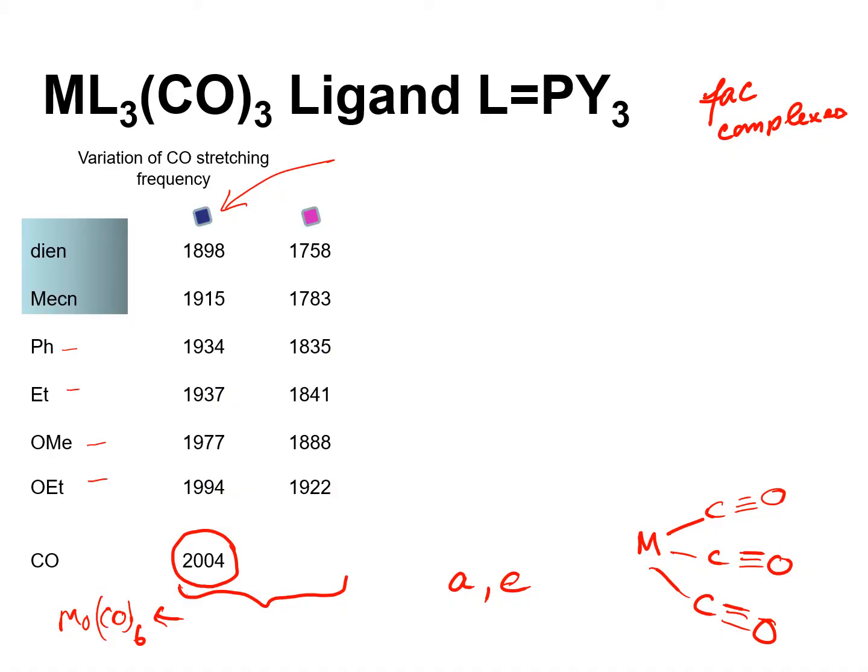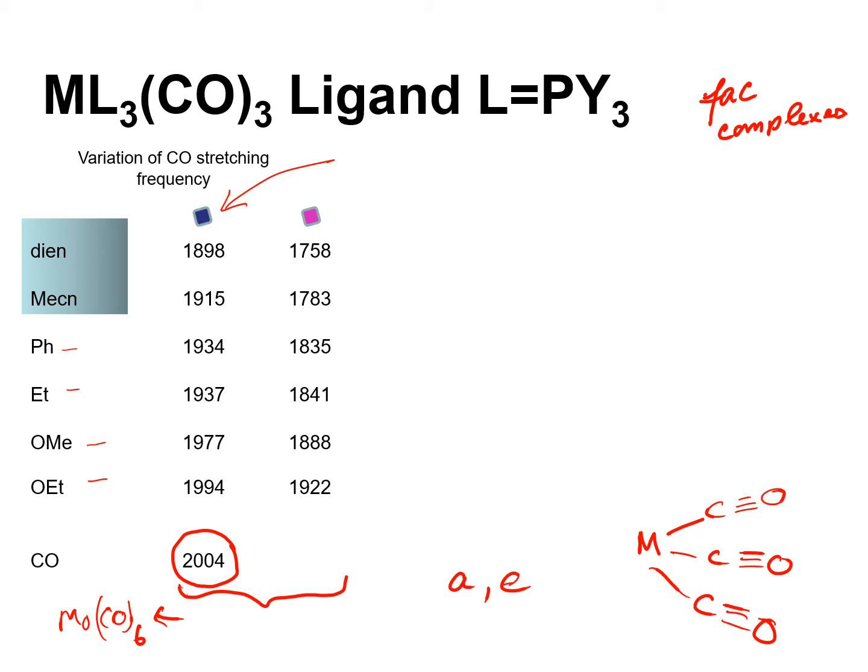So the best way to probe pi acceptor character of a ligand is to look at the metal carbonyl complexes in which these ligands are present. So I have chosen for you the FAC complexes where there are 3 of these phosphorus ligands which are pitted against 3 carbon monoxide ligands in a trans geometry. That means each phosphorus is against another carbon monoxide in the trans geometry. And let's look at the carbon monoxide stretching frequencies as a function of the substituents on the phosphorus.